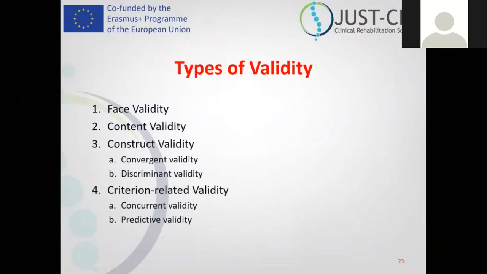There are 4 major types of validity. The first type is face validity. The second type is content validity. The third is construct, and the fourth is criterion-related validity. The third and fourth types have subcategories. So, for example, construct validity is divided into convergent validity and discriminant validity. And the last type, criterion-related validity, is divided into concurrent and predictive validity.